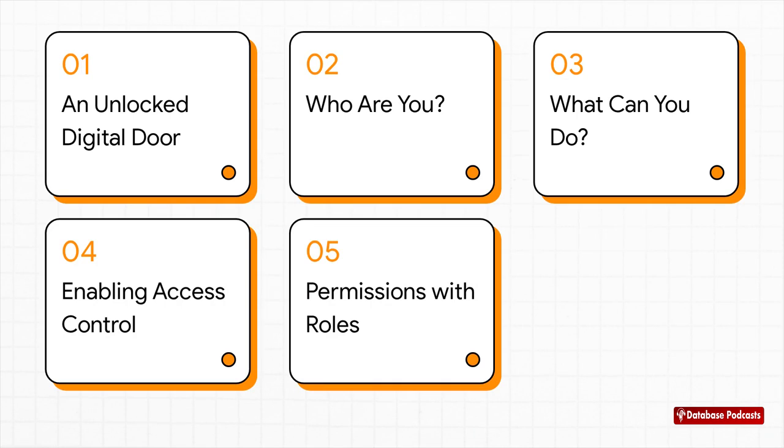So here's our game plan. First, we'll talk a little more about this unlocked digital door problem. Then we're going to tackle the two main pillars of security. First up, who are you? That's all about authentication. Then, what can you do? Which is authorization. After we get the concepts down, we'll get practical and walk through how you actually enable access control and start granting permissions with roles.